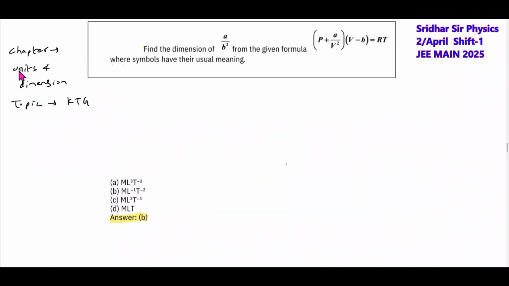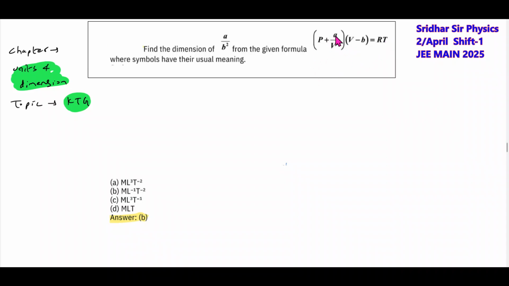Next, we have the chapter based on units and dimensions, and the subtopic in that chapter is KTG. So, what is the question? Find the dimensions of a by b square from the given formula (P plus a by V square)(V minus b) equals RT, where the symbols have their usual meaning. Then, what is the basic idea? The dimensions of LHS should be equal to RHS.